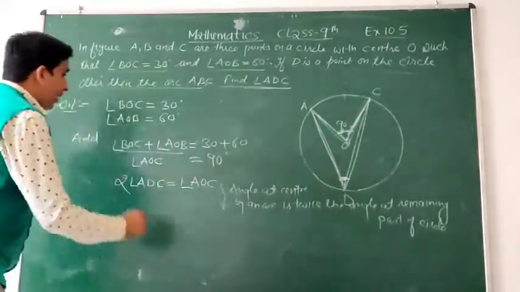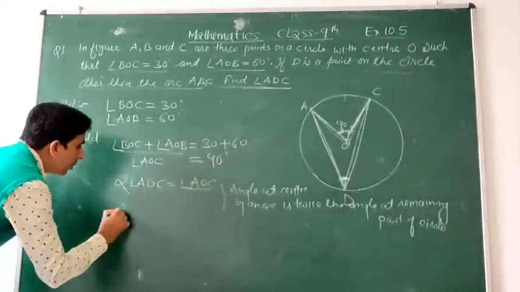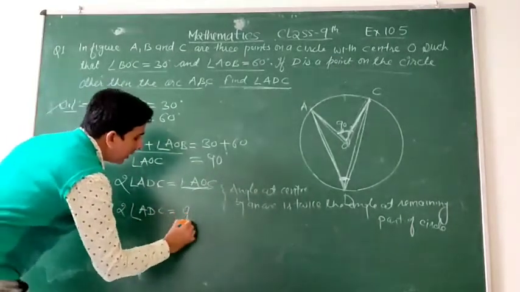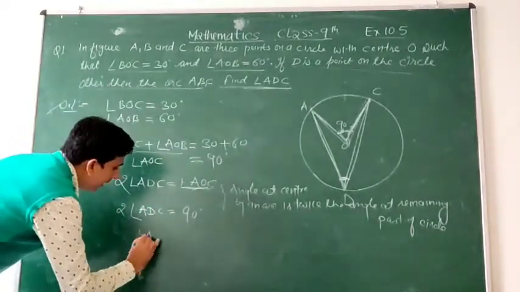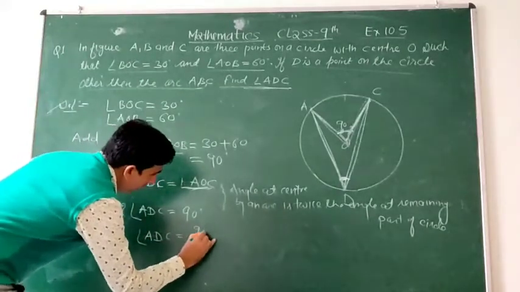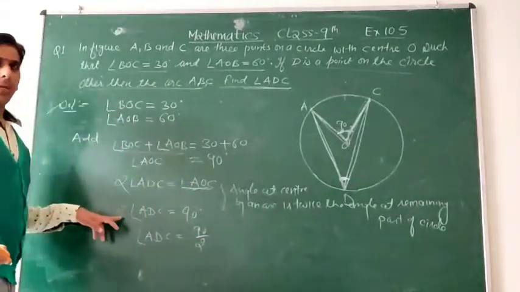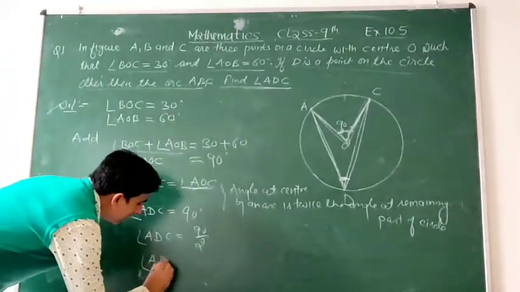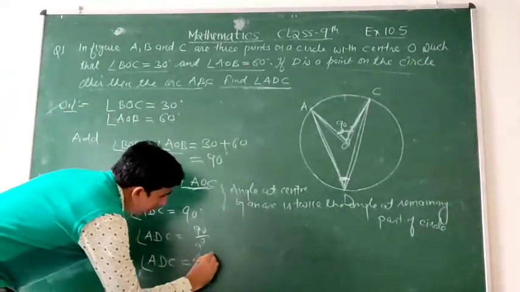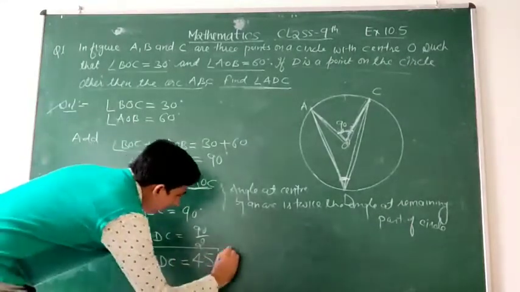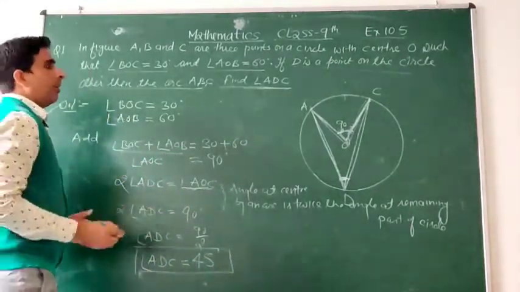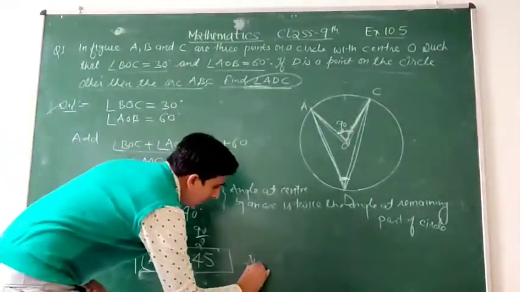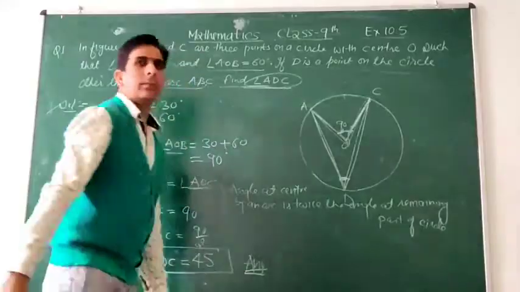Now put the value of AOC. Twice of angle ADC is equal to AOC, which is 90 degrees, so angle ADC is equal to 90 upon 2. The 2 is multiplied on this side, so it goes to the other side and divides. So angle ADC is equal to 45 degrees, which is what we had to find. This is our answer.